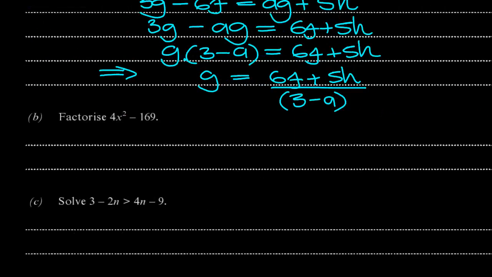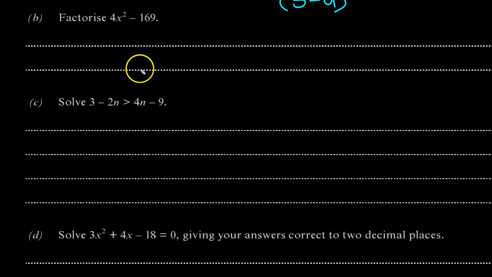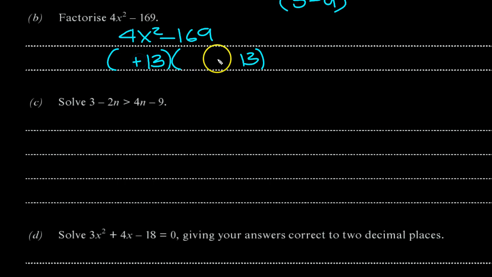Part B, factorize. Let's turn our attention to this now. 4x squared minus 169. So 4x squared minus 169. Okay, so it's either 4 or 1, but here, oh, it's a difference between two squares, isn't it? Because that's 13 squared. So it's 13 and 13, plus and a minus. And of course this will be 2x times 2x, won't it? Because it's a difference between two squares. So that's equal to that then.